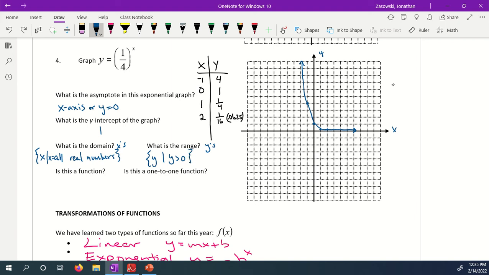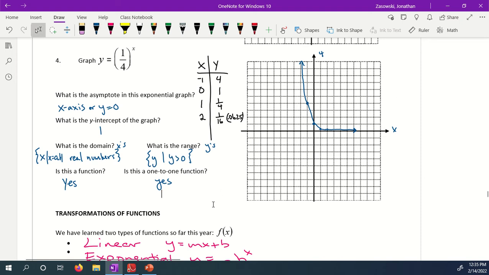Okay. Is it a function? The answer is going to be yes for these exponentials. And it is also one-to-one. Kind of tricky because it is getting closer and closer to the x-axis. So any horizontal line is actually only going to touch once, not twice, even though it kind of looks like it near the x-axis.